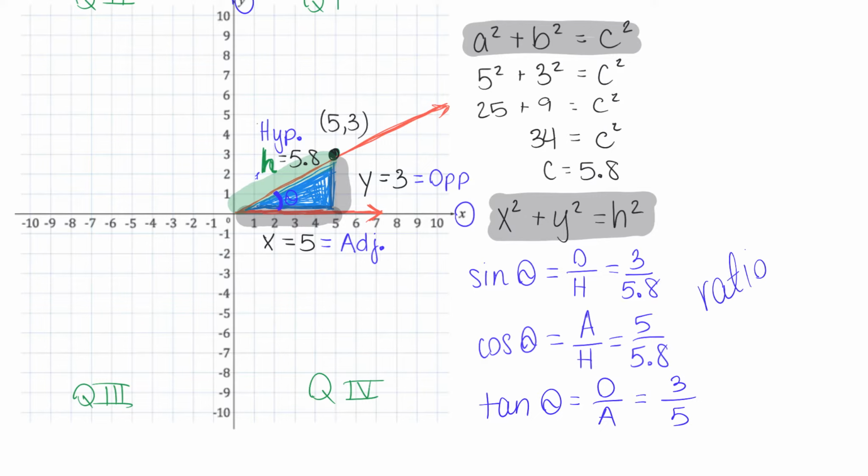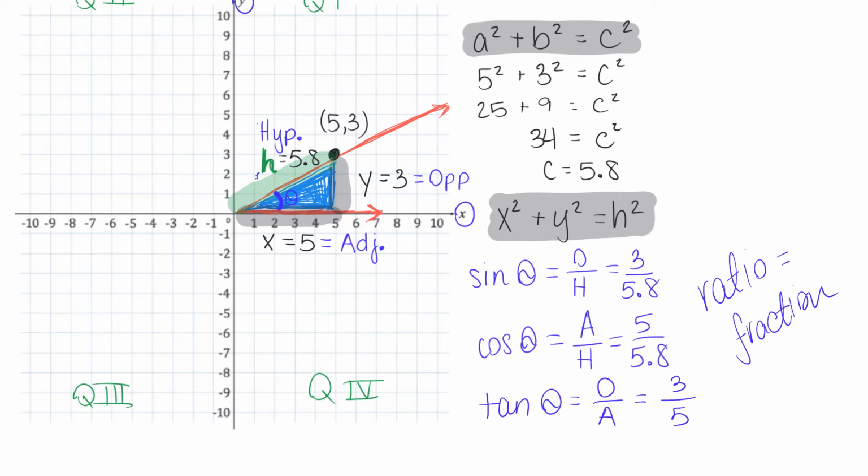Remember, what's another word for ratio? It's really just a fraction, right? So if you're asked to find a trig ratio, we're just asking you to set up the fraction, right? You don't actually have to divide it. You just need to set up the fraction.